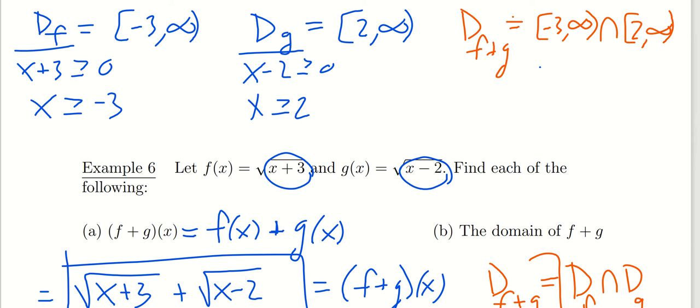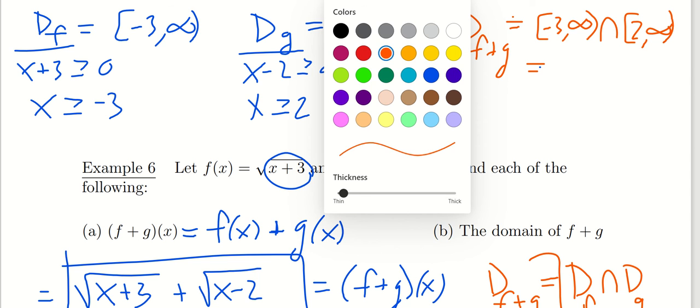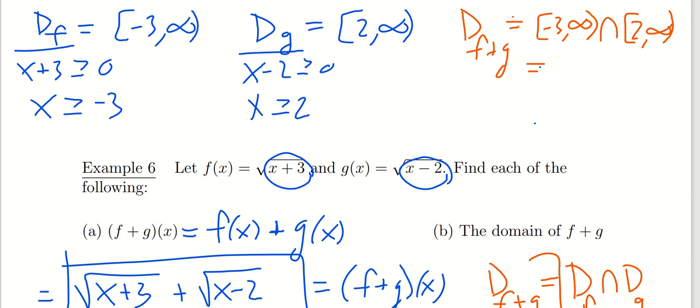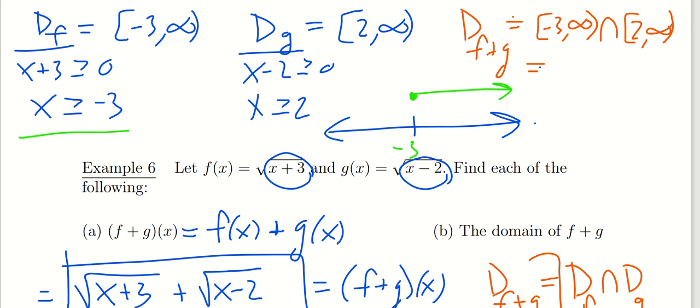So let's graph them side by side to kind of see what they have in common. So here's my number line. And I'm going to graph the first one. Let's do this one in, let's say, green. x greater than or equal to negative 3. If this is negative 3, that would be everything from negative 3 and to the right.